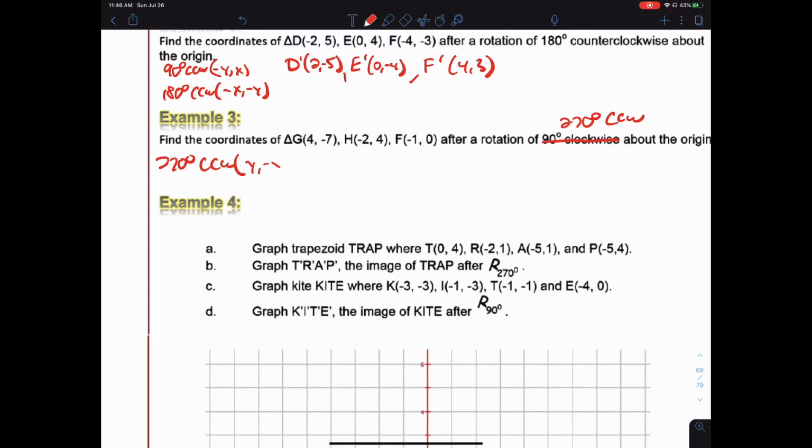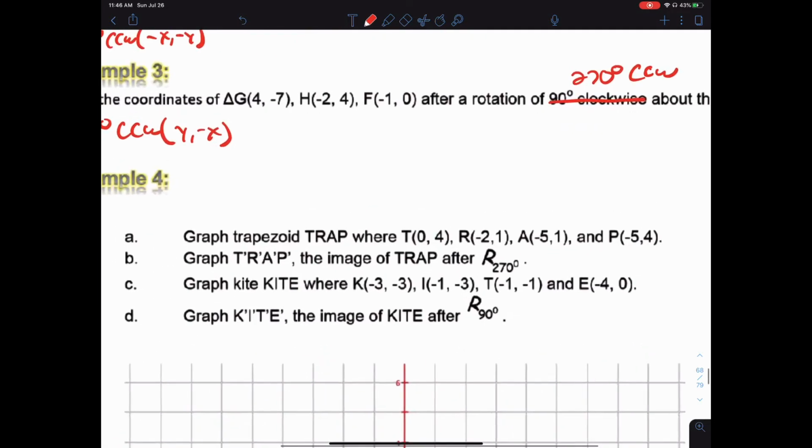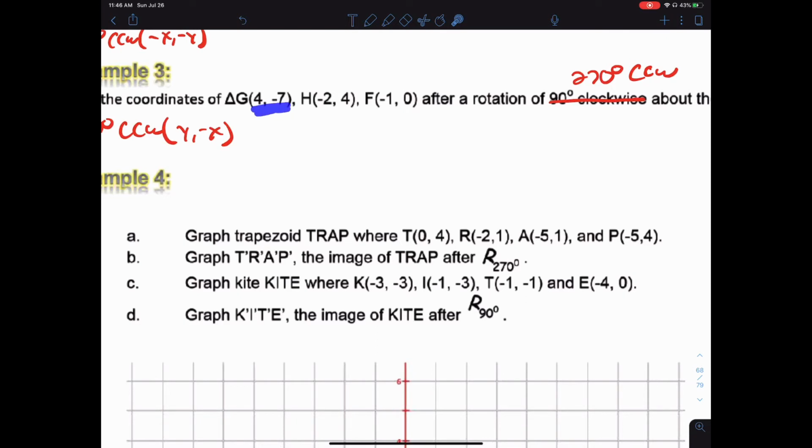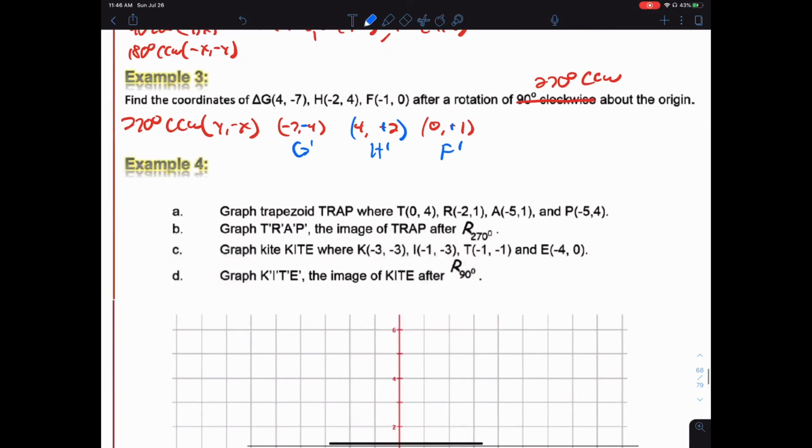So that's going to be y, negative x. So I switch the order, and then I change the sign of whatever's on the right. So I'm just going to switch the orders first. Then I'm going to change the sign of the number on the right. Change the sign, change the sign, change the sign. This is G prime, H prime, and F prime. If you know these rules, this is pretty simple.